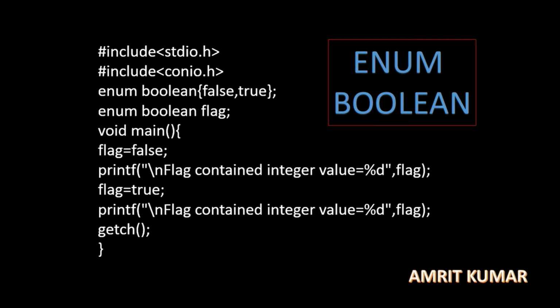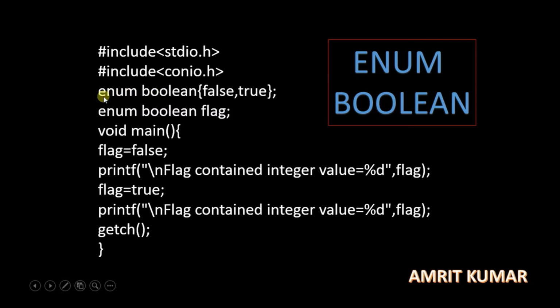Let's look. Here is the header file that we have declared: hashtag include stdio.h and hashtag include conio.h. Stdio stands for standard input output header file and conio stands for console input output header file. After the declaration of these two header files, I am using the concept of the Boolean.